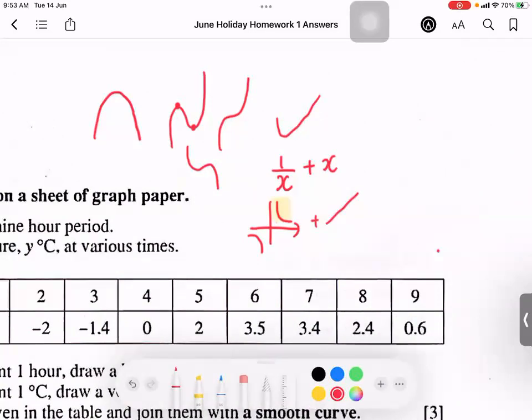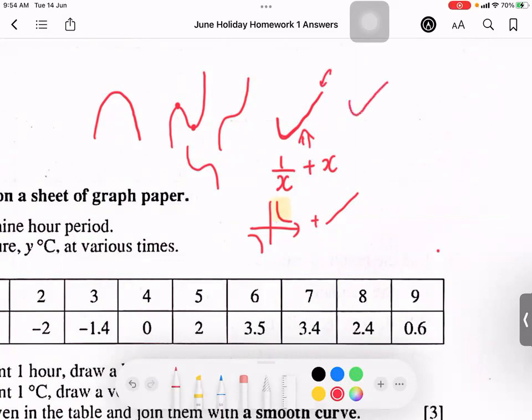When you add these two together, it actually forms a Nike tick, right? It looks like that. And your graph will usually have a turning point. They will definitely test you to draw something with a turning point, then you go up. And the tendency is students will try to draw a straight line over here. Please be careful, don't always draw a straight line.